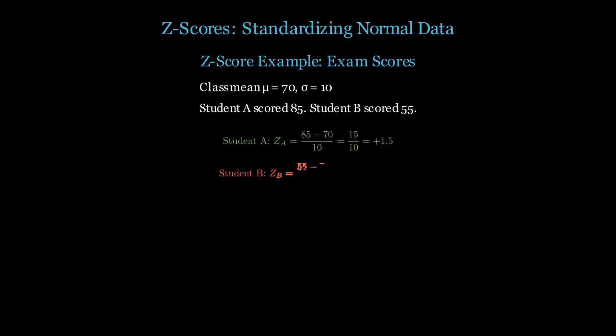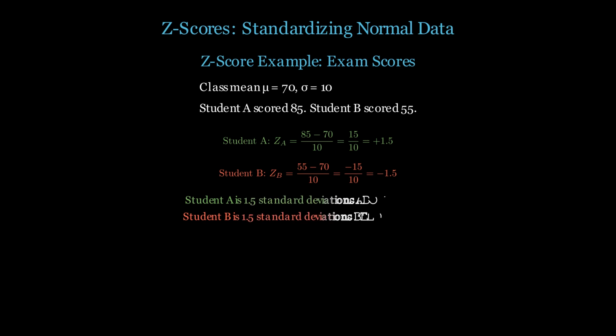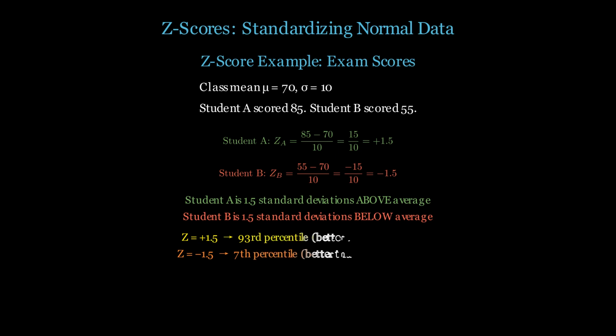Student A is 1.5 standard deviations above the mean. Looking up this Z-score tells us they scored better than 93% of the class. Student B is 1.5 standard deviations below. They only outperformed 7% of peers. The beauty of Z-scores is that you can compare results across different tests, different years, or even completely different subjects using this single standardized scale.